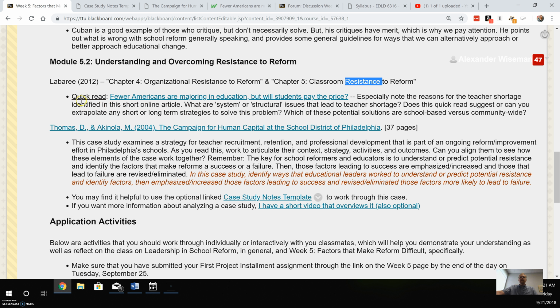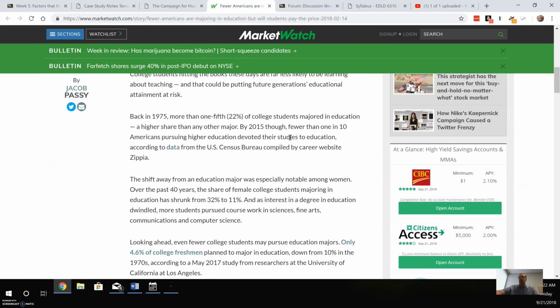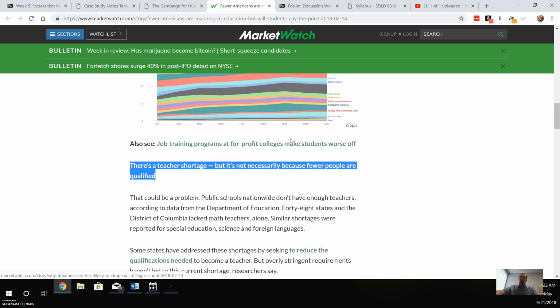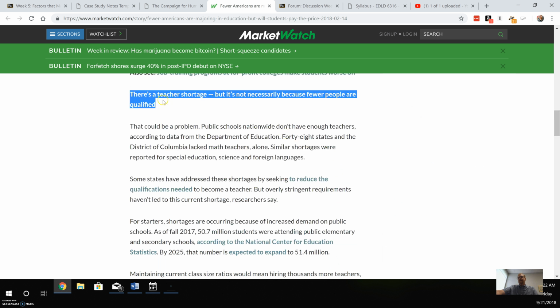Then I want you to take a look at this quick read. It's a very short article called "Fewer Americans Are Majoring in Education, but Will Students Pay the Price?" And as you can see, when you click on it, it's a very short article. This will take you 2 minutes to read, take your time. And where I think it really gets interesting is from this section and down, because the author of this short article starts to articulate what are some of the reasons why there might be a teacher shortage.